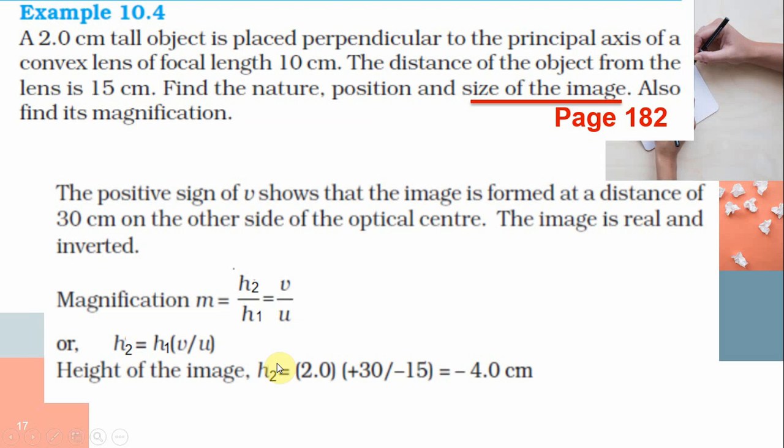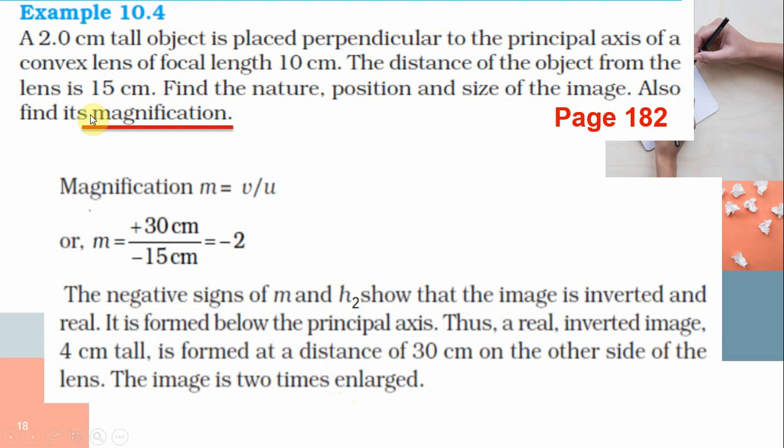We can find h2, which is equal to 2.0 into 30 divided by minus 15. We can easily cancel, 2 into 2 is 4, with that minus sign. So h2 is equal to minus 4.0. Here minus indicates the image will appear below the principal axis. Then we find the magnification.